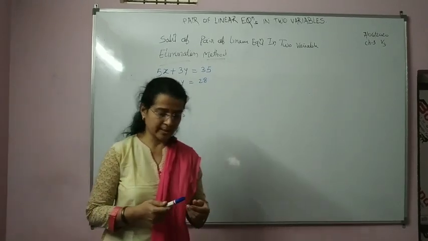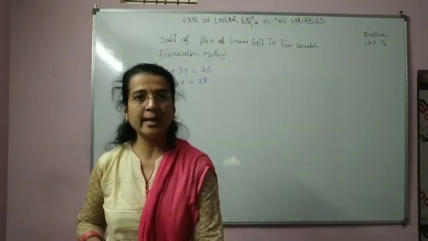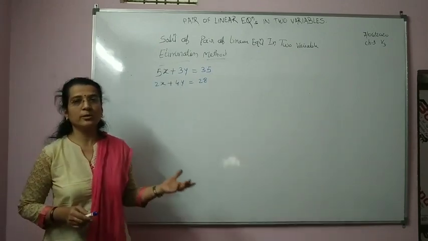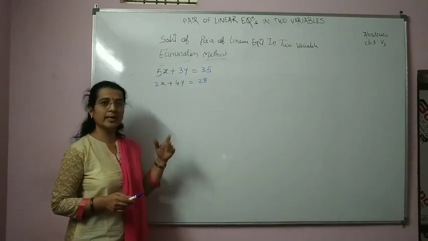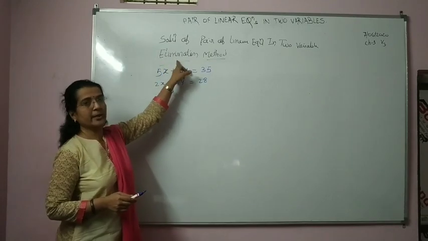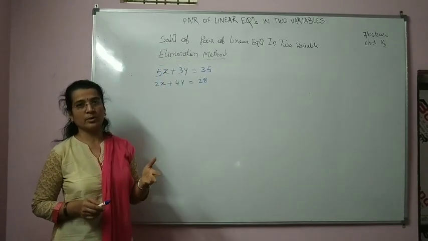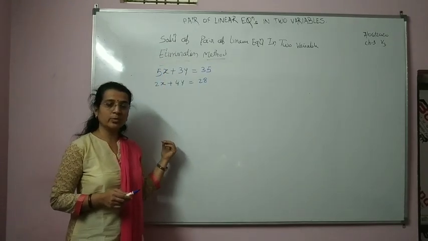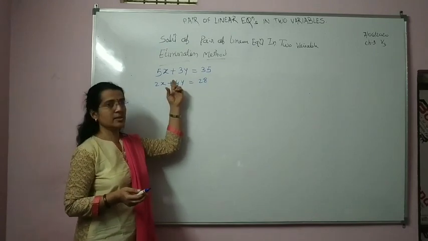Now we will see the second algebraic method. That method is the elimination method: solving the pair of system of equations by elimination method. To eliminate means what? To remove. So what do we have to remove? Here we have to remove any one variable, either x or y.